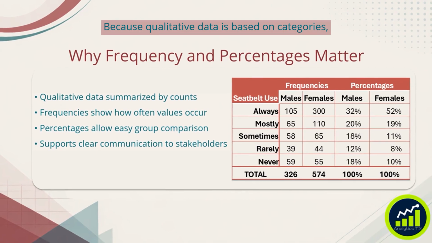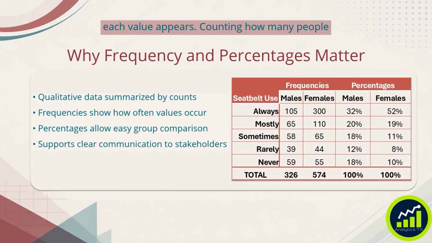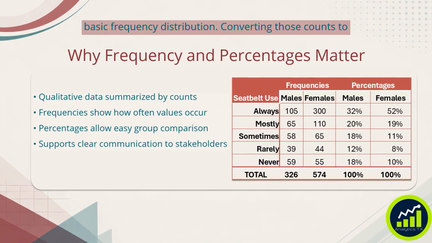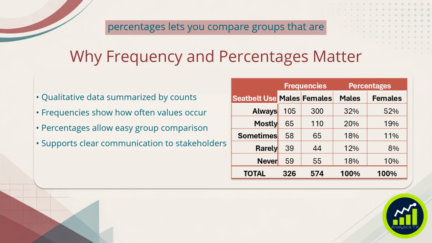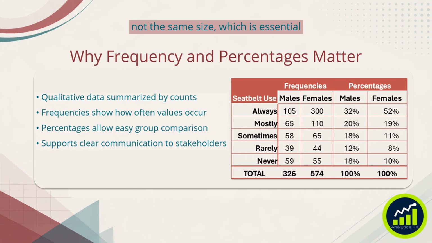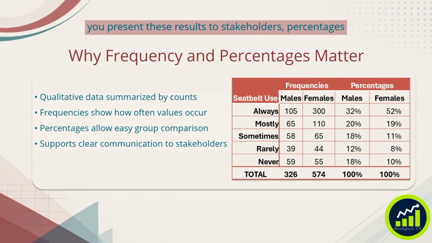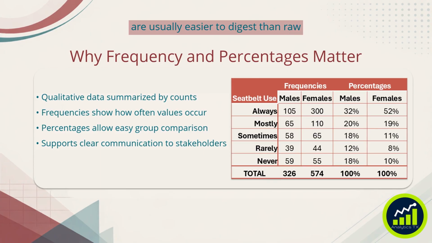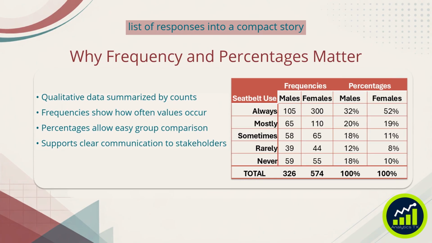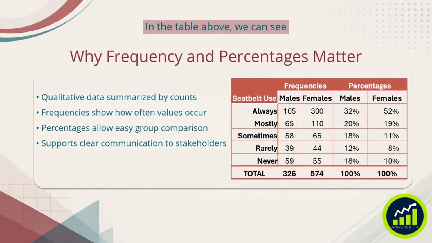Because qualitative data is based on categories, its meaning often comes from how frequently each value appears. Counting how many people fall into each category gives you a basic frequency distribution. Converting those counts to percentages lets you compare groups that are not the same size, which is essential in real-world business populations and samples. When you present these results to stakeholders, percentages are usually easier to digest than raw counts. This simple step turns a long list of responses into a compact story about how variables in your sample behave.